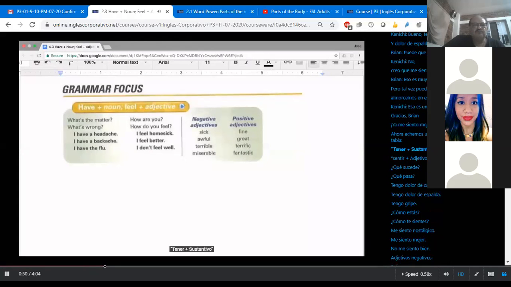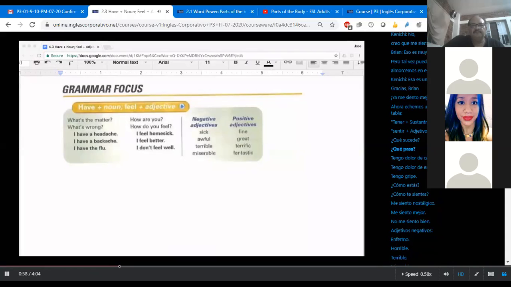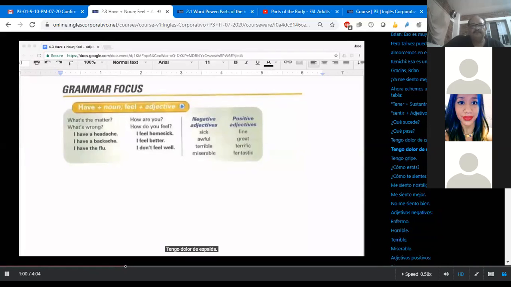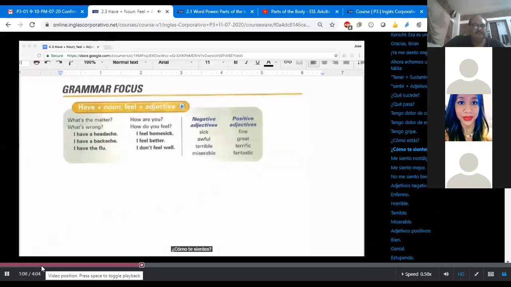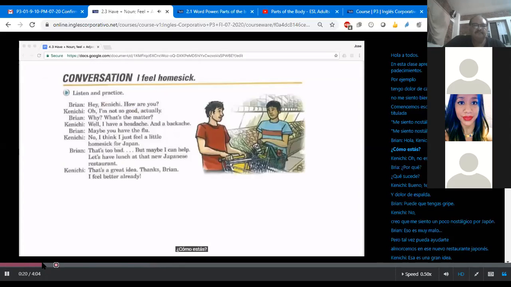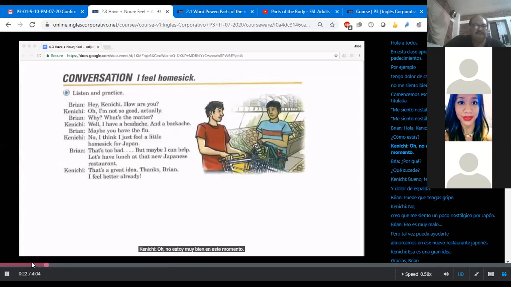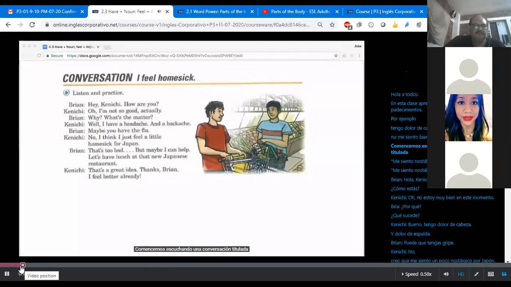Now let's take a look at the examples on this chart. Have plus noun. Feel plus adjective. What's the matter? What's wrong? I have a headache. I have a backache. I have the flu. How are you? How do you feel? I feel homesick. I feel better. I don't feel well. Negative adjectives. Oh, I'm not so good, actually. Why? I feel homesick.